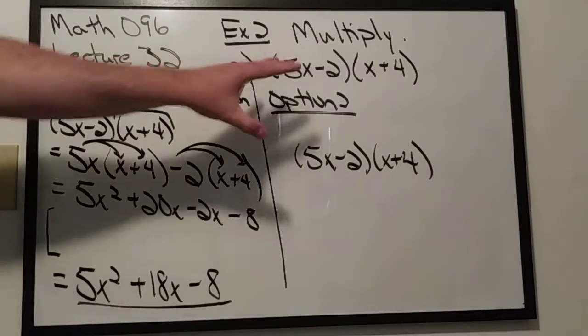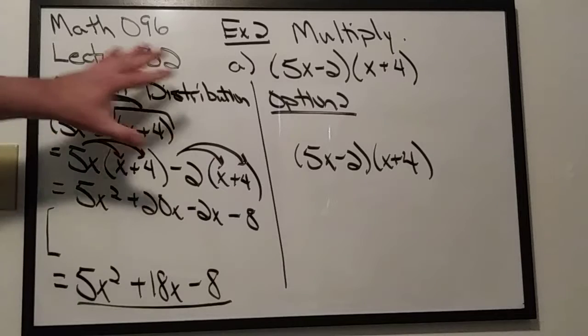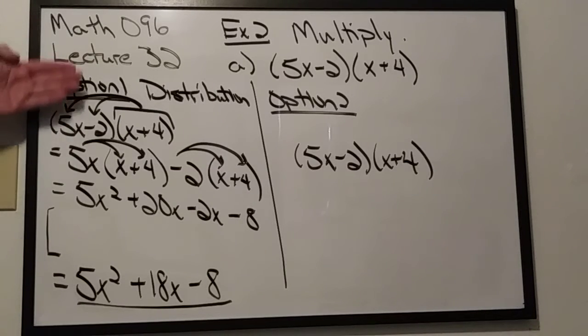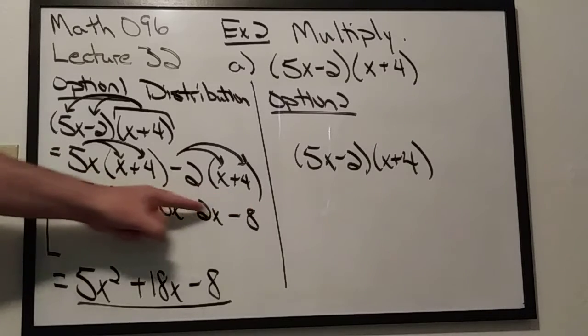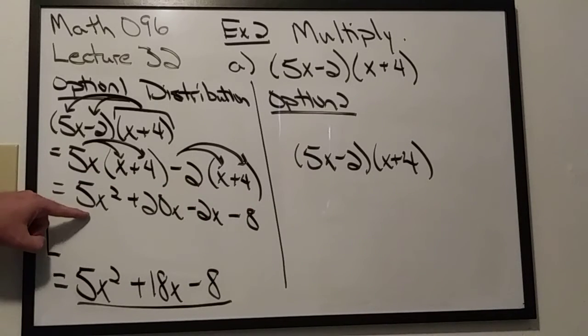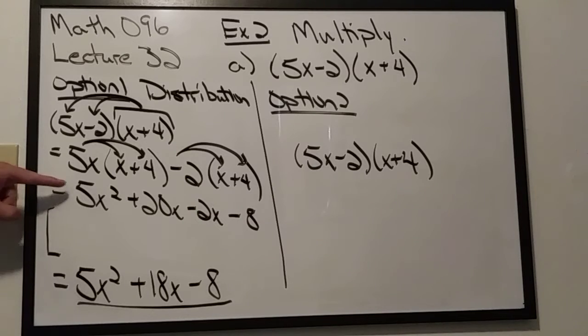Now our second option says, could we do this problem and not have to worry about all of this distribution work? Could we somehow go directly to this line right here, where we have the 5x squared, the 20x, the negative 2x, and the negative 8? And the answer is, if you look at things just the right way, you can find a way of getting to this particular line. So the question is, what is that special way of looking at things?